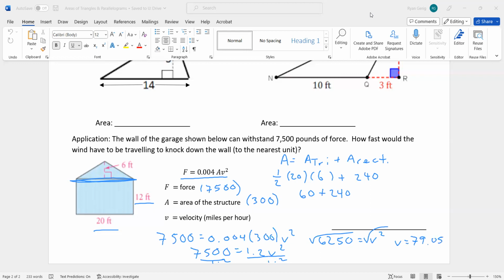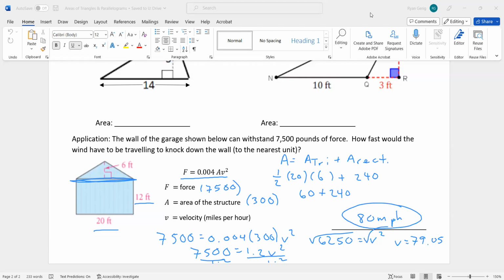Or I guess 0.06, but it says round to the nearest unit. Now that rounds to 79 miles per hour, but that 79 miles per hour would not knock down the wall, because that would get you just to 7,500 pounds of force, but not quite there. So the nearest whole number would be 80 miles per hour. An 80 mile per hour gust of wind would knock down that wall, is what that's saying.